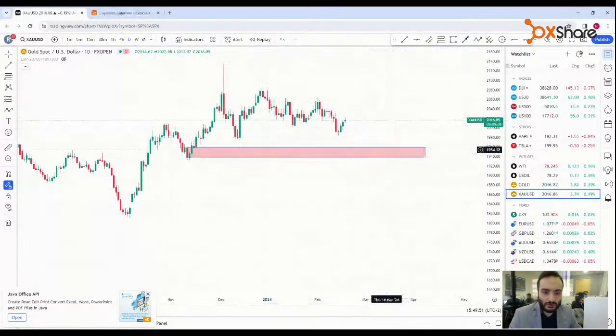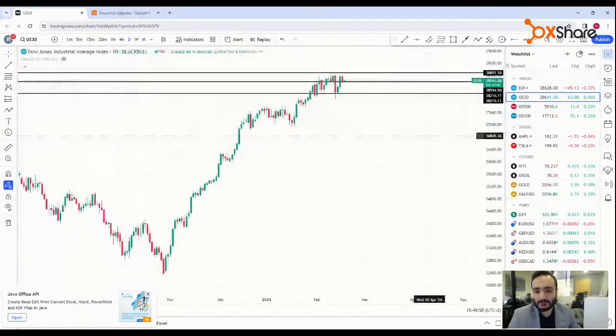We'll go forward and analyze some indices. Let's start with the ES30.